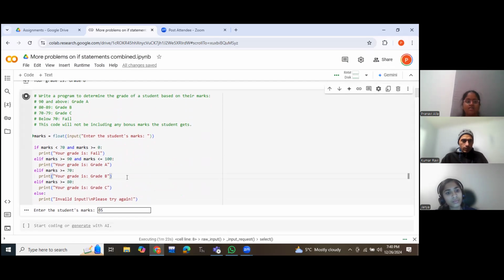So in this case, we'll get two statements for this one. Actually, B and C was not right in this case, so I need to check some other value. Let us give 75 as input, but don't press enter. Okay.